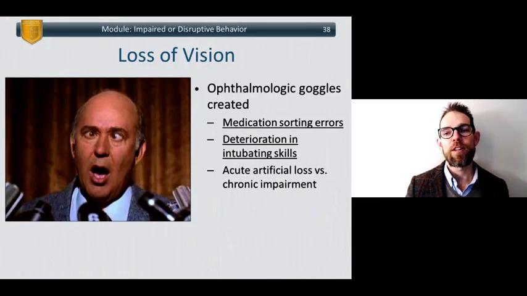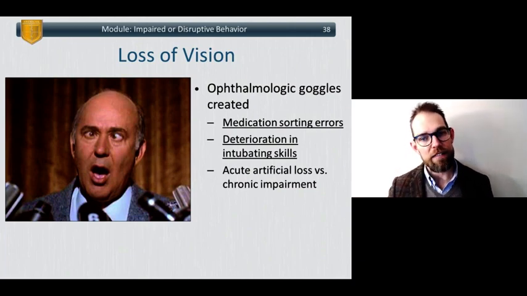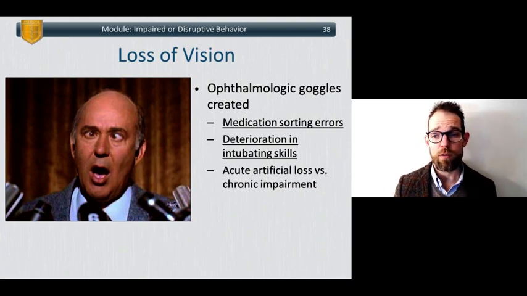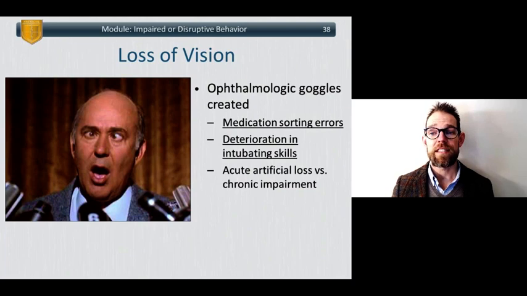So loss of vision, obviously you can have glasses. If you don't have glasses, you can have medication sorting errors, you can misread labels. Of course, if you've got really bad vision, maybe you can't even see the vocal cords. So is this an acute loss or chronic impairment, and what is our therapeutic intervention to be able to fix that vision loss?